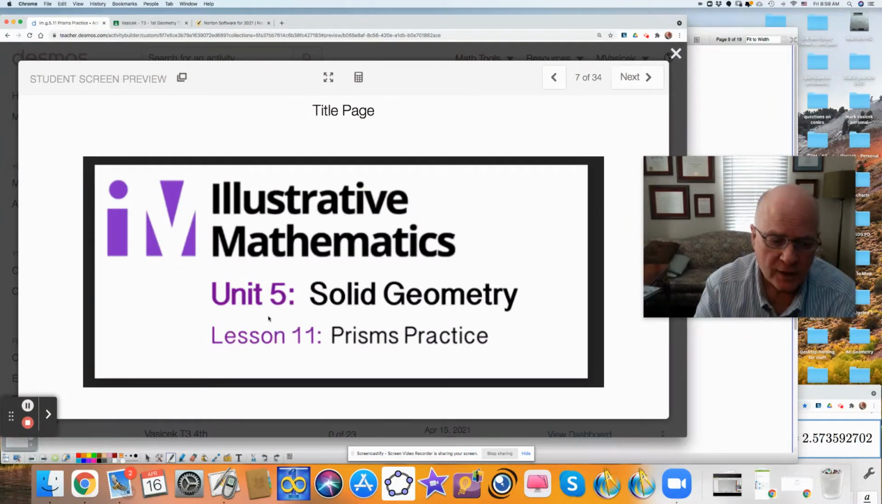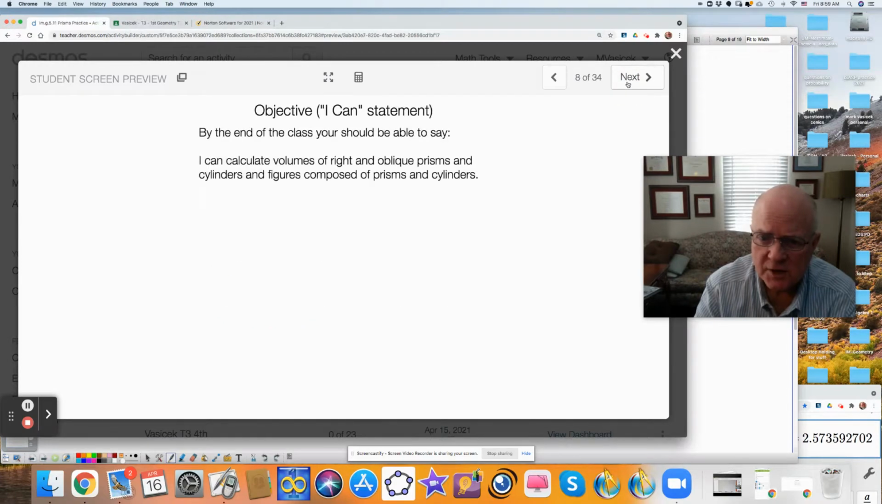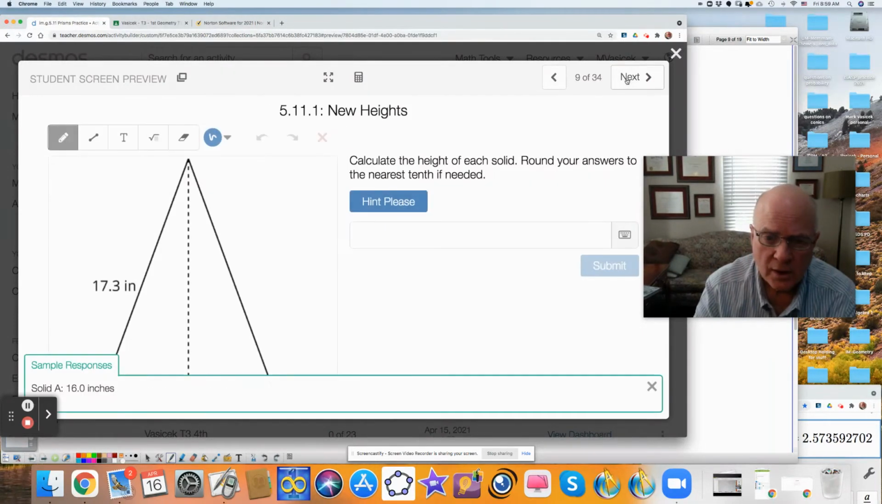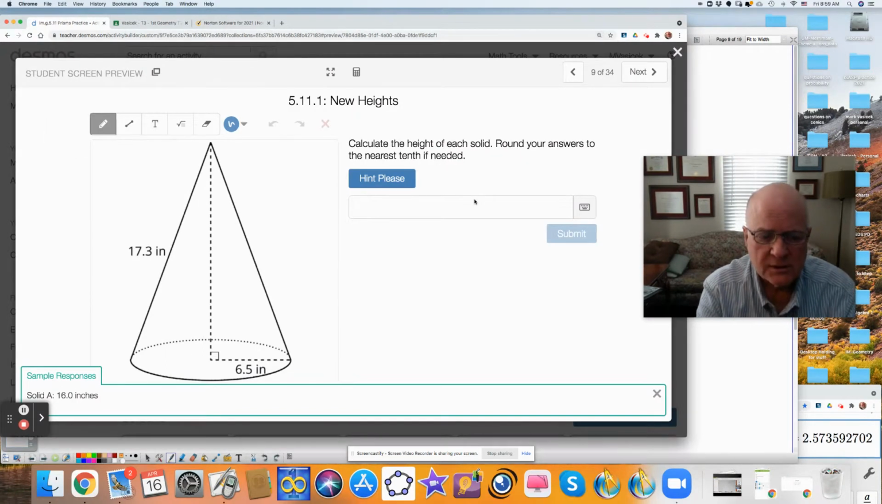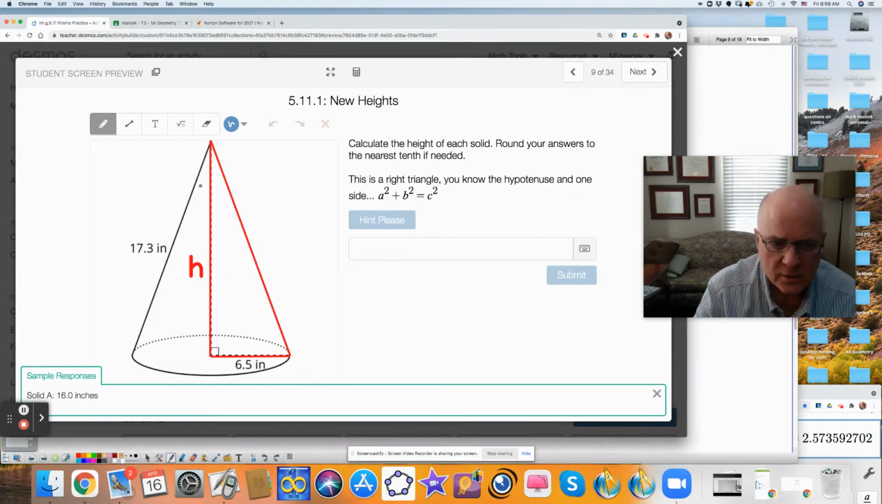Now here we have prism practice. The objective is I can calculate volumes of right and oblique prisms and cylinders and figures composed of prisms and cylinders. So for the Bellwork, we need to calculate the height of this cone. If you don't know what to do, here's a hint. You're going to use the Pythagorean theorem.